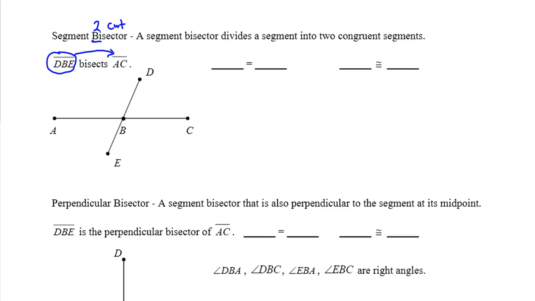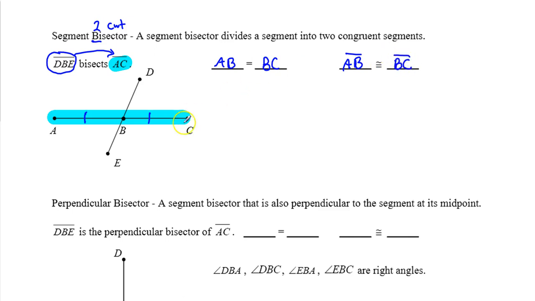So if I go down here, I'll use a little highlighter to help illustrate this. AC, okay, that's this segment. AC is the segment that is being cut. Notice it doesn't say they're both being bisected. It just says that DBE bisects AC. So what that's going to do is create this segment congruent to this segment. So we could write that as AB is equal to BC. Or if we want to do it with a congruent symbol, we could say that AB is congruent to segment BC.